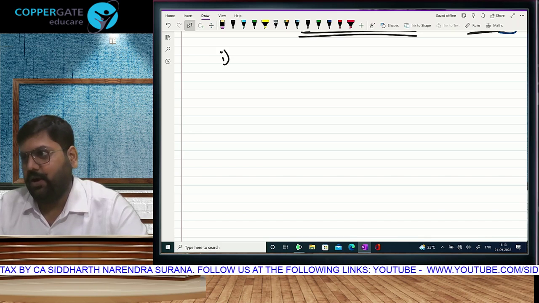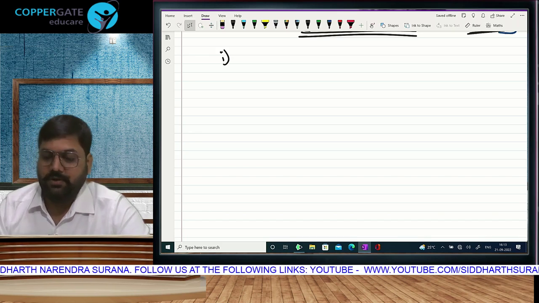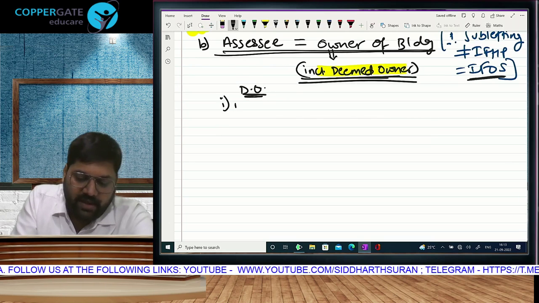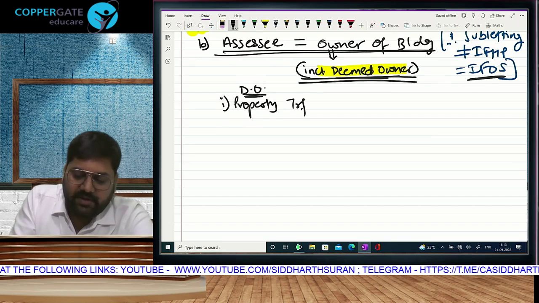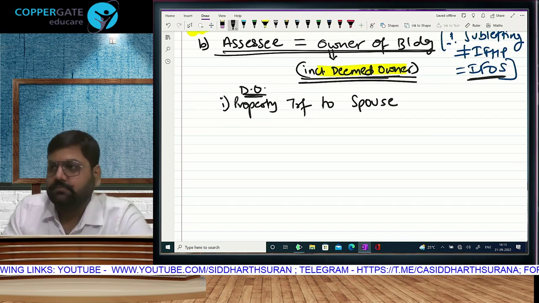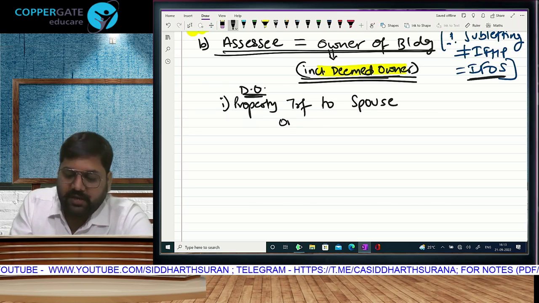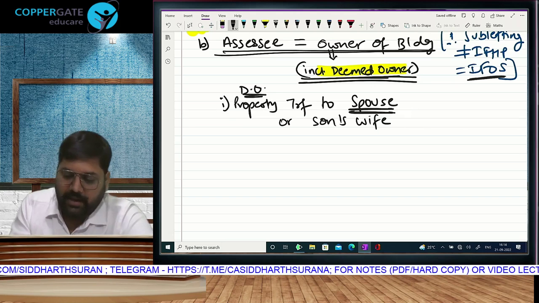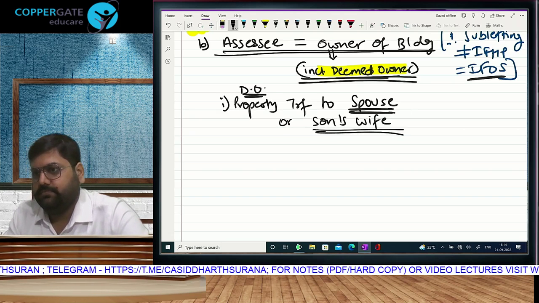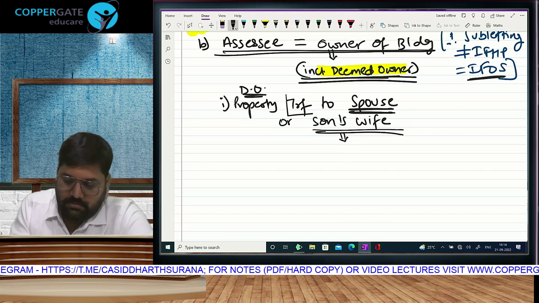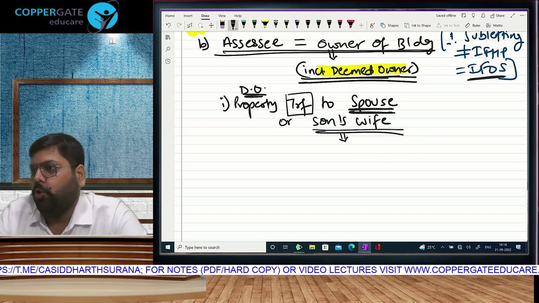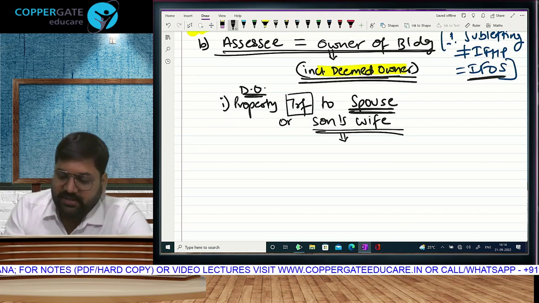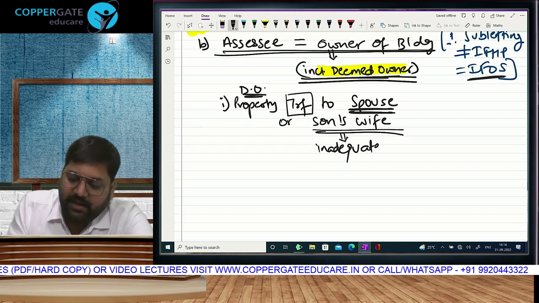Assessee is owner, that condition is over. Now I am doing point 1 of deemed owner with you. Legally the property will be owned by someone else, but you will be treated as the deemed owner. Whenever there is any house property that you have transferred to spouse, or you have transferred to son's wife, registered in their name, who is the legal owner? Spouse or son's wife.